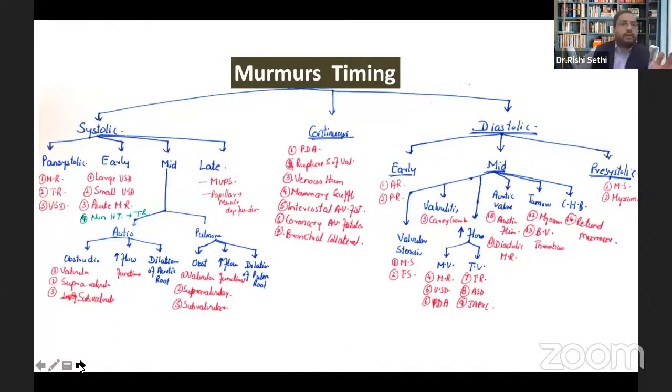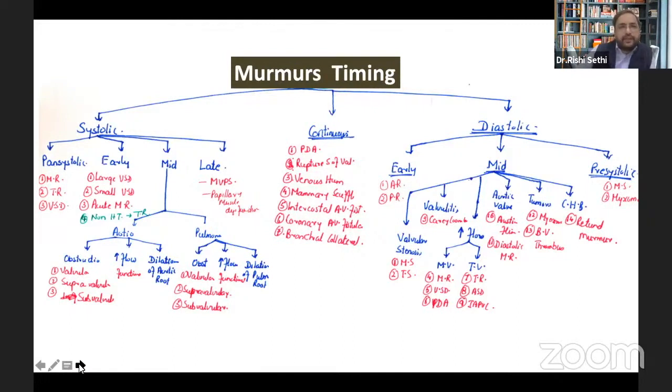The systolic murmurs, so we all have been reading about it. But even in last week's examination, many students were confusing between early systolic murmurs and ejection systolic murmurs. So you have to remember, whenever we say pan-systolic, early systolic, mid-systolic, late systolic, it has a definite meaning and a different cause.